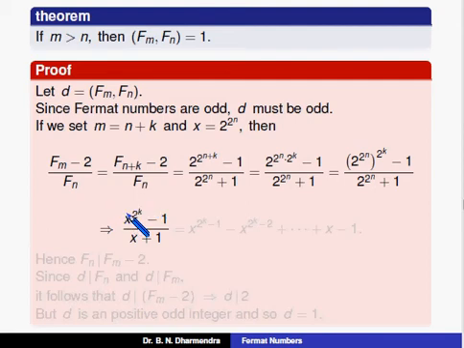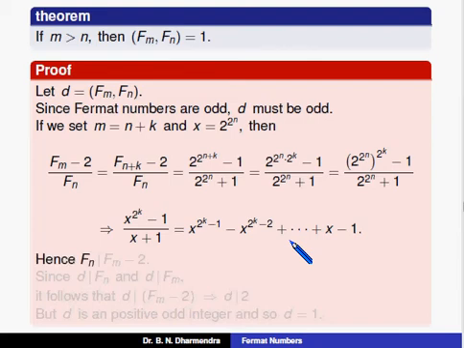So instead of that value, 2 to the power of k, that is n, it can be written like that: x to the power of 2 to the power of k minus 1 minus x to the power of 2 to the power of k minus 2, up to x minus 1. Which implies that fm minus 2 divided by fn should appear as a polynomial.